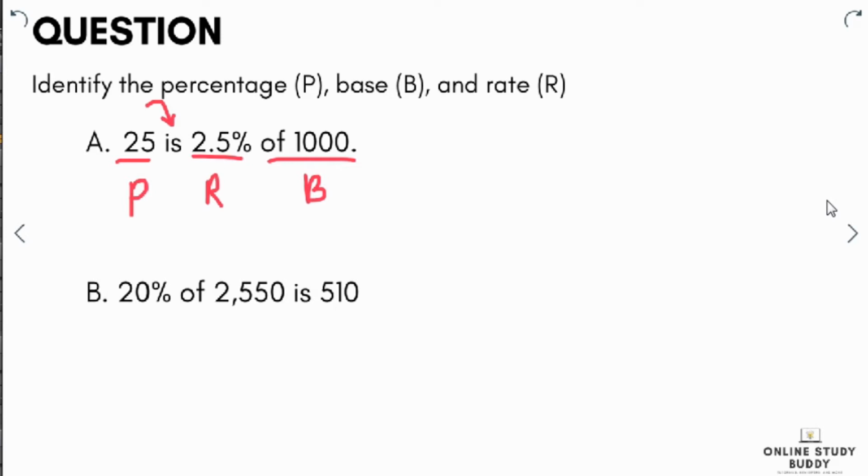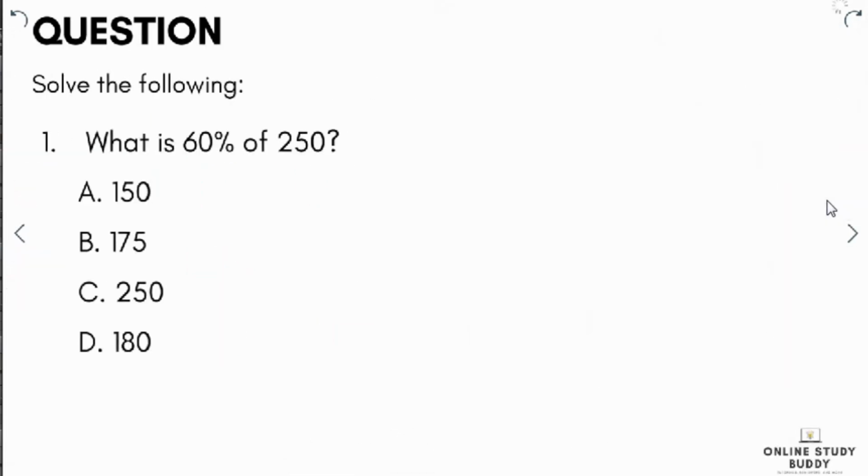So, yung next item, 20% of 2,550 is 510. So, yung 20%, since meron siyang percent sign, it is the rate. Yung 2,550 is associated with the word of, therefore 2,550 is our base. Lastly, yung 510, yun naman yung ating percentage.